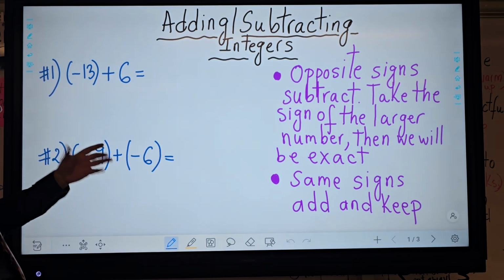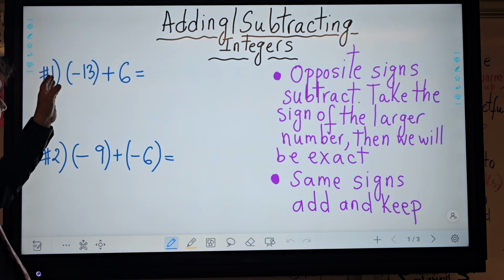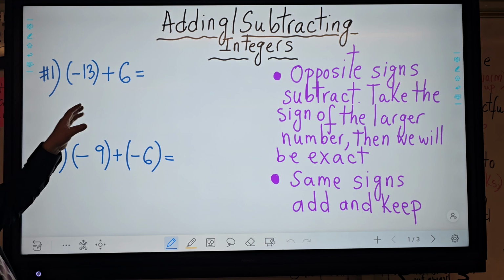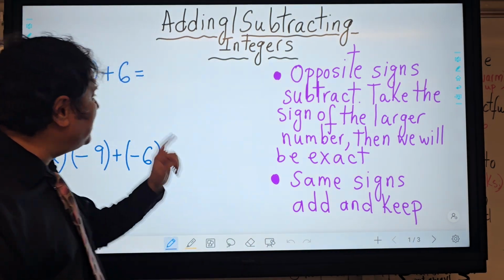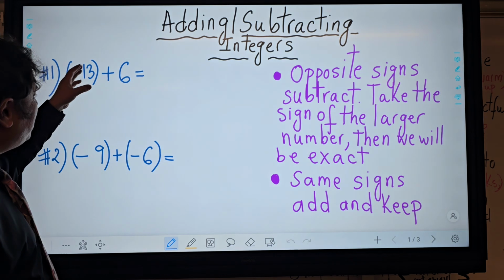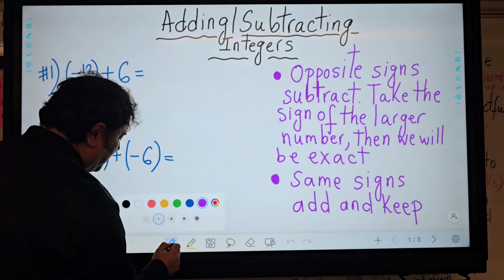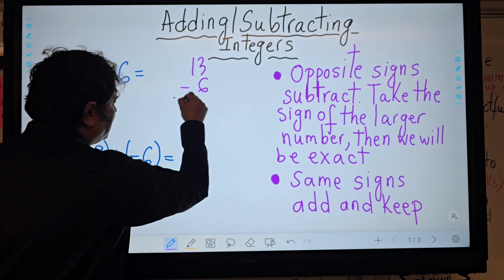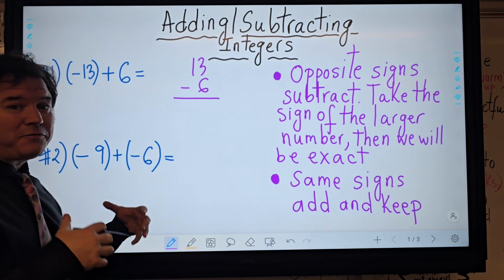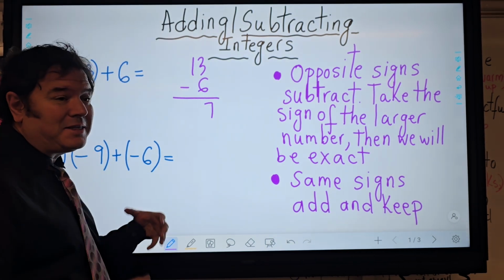Example 1. We have negative 13 plus 6. We have opposite signs, so let's do the song again. Opposite signs subtract. So let's subtract the numbers, 13 minus 6. To get from 6 to 13, we need 7. So the answer is 7.